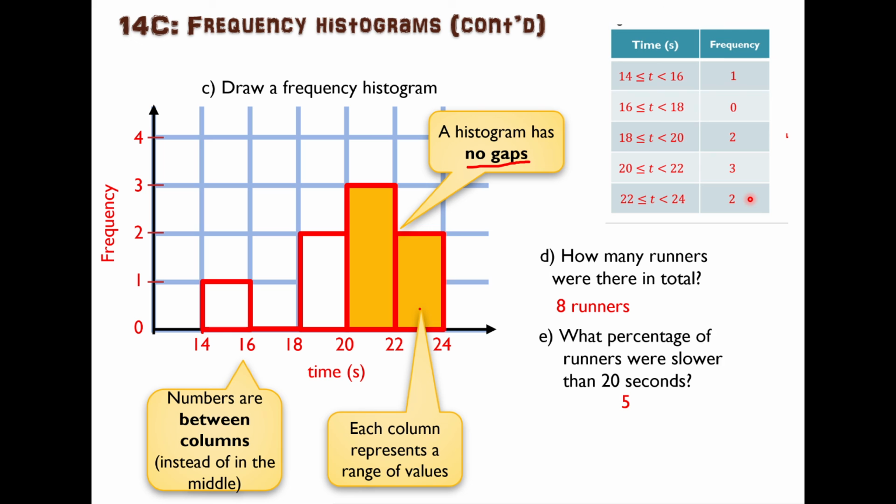So 5 out of how many in total? Out of 8. I can write that as a fraction, 5 over 8. To get it as a percentage, I need to multiply it by 100, and then I'll put a percentage sign at the end. Do not use the percentage sign on your calculator. Do not use the percentage button on your calculator. It will only confuse you. But if you do 5 divided by 8 times 100, you will get 62.5, and then you can put a percent sign.